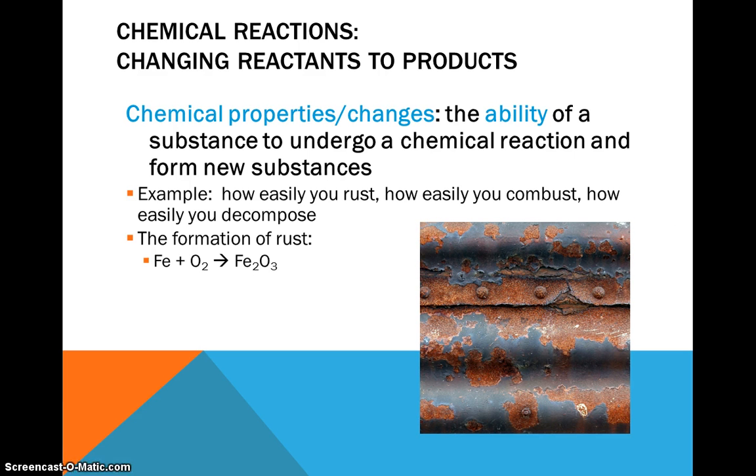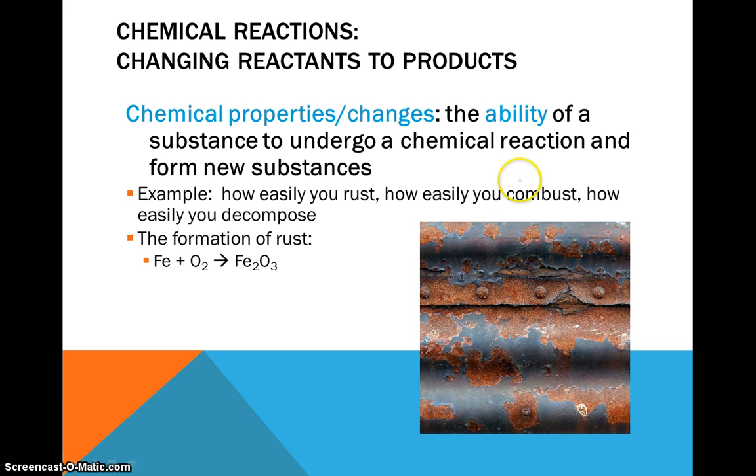Some examples of different chemical properties are how easily you rust. Not all metals rust at the same rate. For example, iron, which you see here in the picture, rusts really, really easily. It'll combine with oxygen in the air to make iron oxide, and that's that brown flaky stuff you see here in the picture. Regular iron looks like nice shiny silver, so we can see that it's chemically different than what we started with.